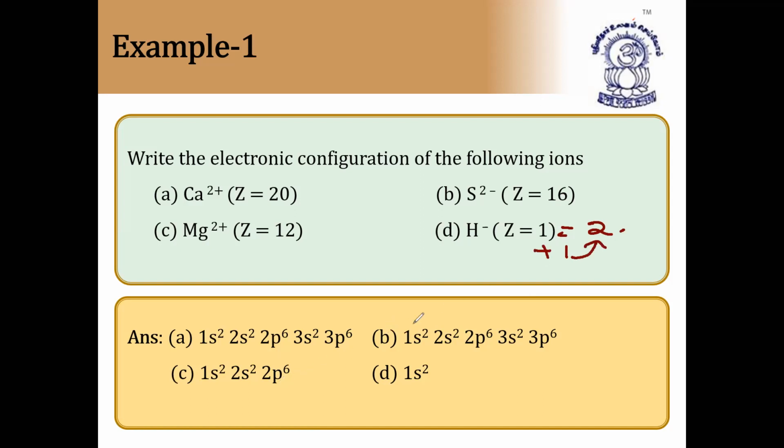Writing configuration for ions. If they are gaining electrons, then they'll get negative charge. And if the element loses electrons, they'll get positive charge. So how many electrons they are losing, that number is given, 2 plus, 1 plus, like that. So if they have given 2 plus for any given atom, we should remove 2 electrons from it. If they have given 2 minus, we have to add 2 electrons to it. I hope this is clear. Next.